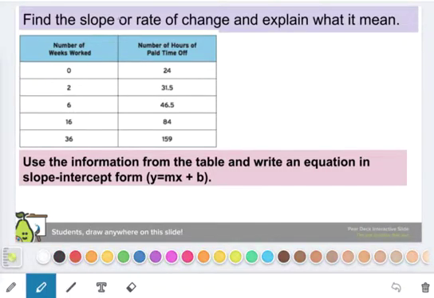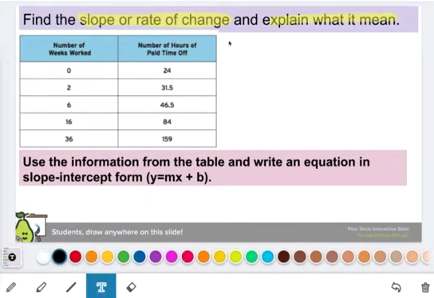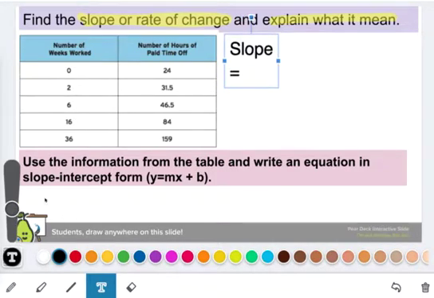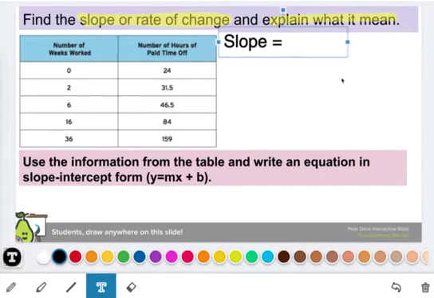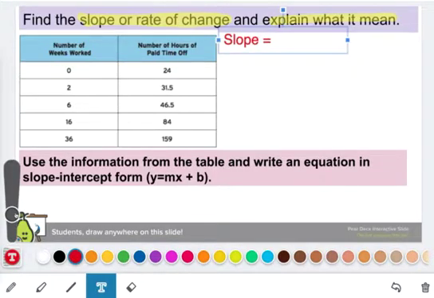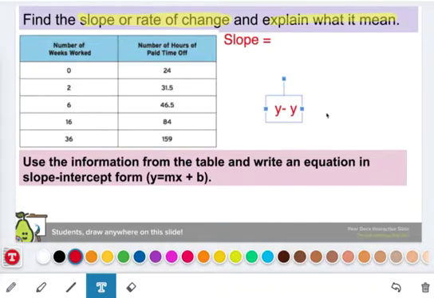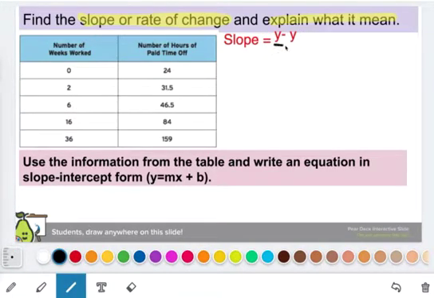Find the slope or rate of change. Anytime you see the word slope or rate of change, but this asks you for what it means, you need to know that slope is equal to, let me make this bigger. Anytime you see the word slope or rate of change, you need to remember it's the change in y over the change in x, or y sub 2 minus y sub 1 over x sub 2 minus x sub 1. Okay, but in order to help me type, I put y minus y first, right? And then I'll just put x minus x on the bottom.